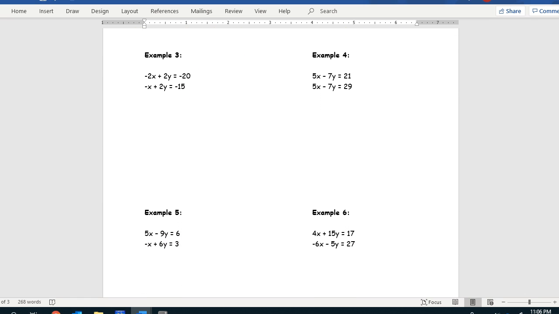Example 3. Our x's are lined up, our y's are lined up, constants on the right. This time we look at the x coefficients. We have a -2 and a -1, so those aren't opposite, same number, opposite sign. Look at our y's. We have a 2y and a 2y, so we have the same number but not opposite. So what we're going to do is make them opposite.